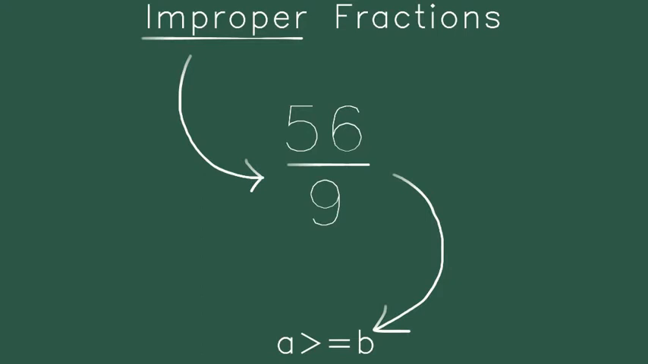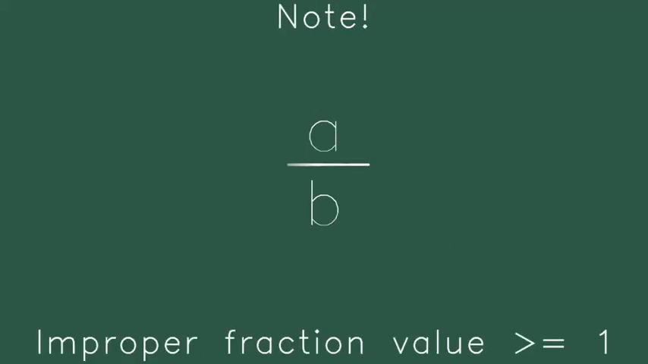Now you can have any numbers over here, as long as it's a fraction, but the thing is that the numerator is going to be larger and the denominator is going to be smaller. That is basically what makes an improper fraction. And because of the way it's defined, its actual numeric value is going to be always greater than or equal to 1.